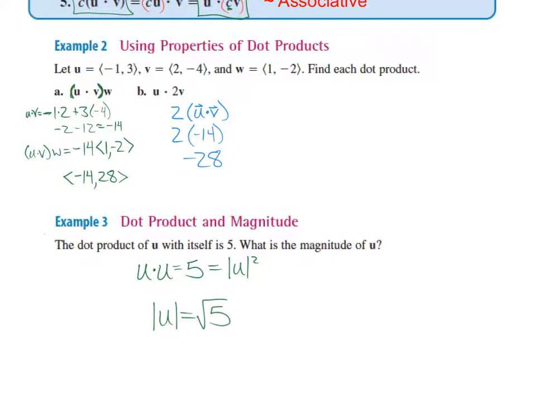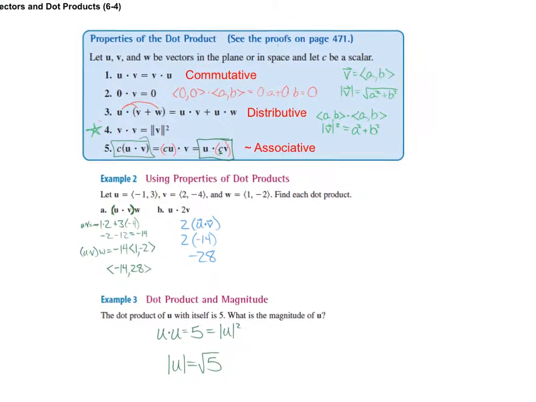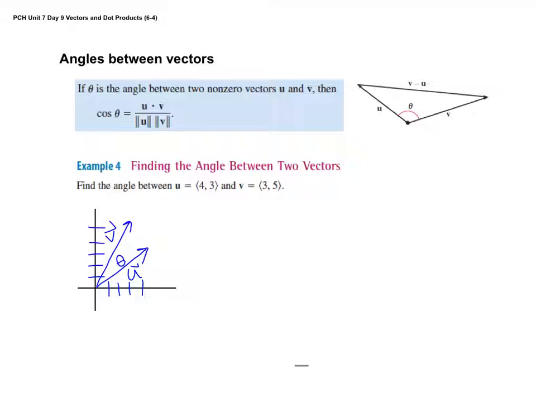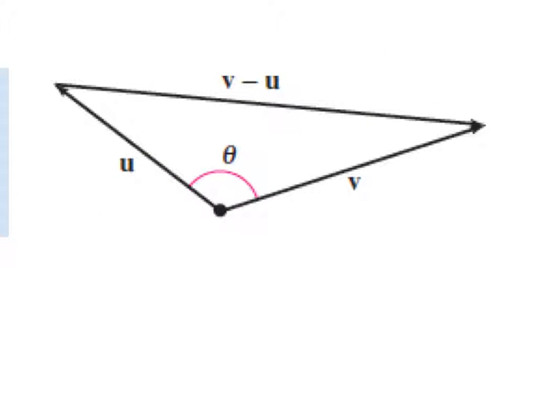Now, the number one application of the dot product is finding the angle between two vectors. Here's what we're looking at. Make sure we understand what we're talking about here. I'm going to blow this up a bit. We have vector u and v that are both starting at the same point. That's important.